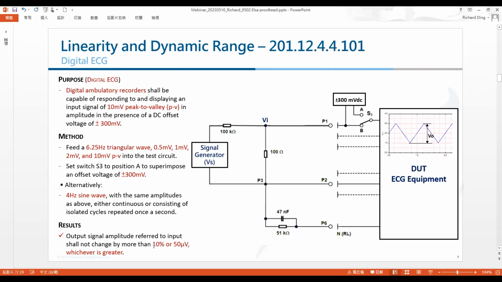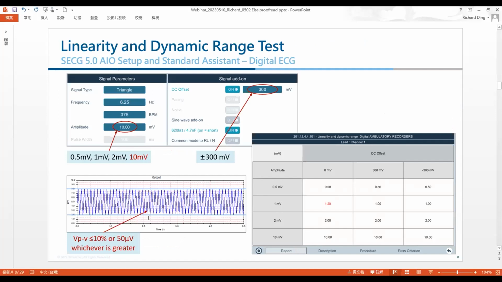So the 10% applies here. That means the standard asks that in the linearity range, the amplitude accuracy is within 10%. The tester can be like this one. This is the simulator, the ECG tester. We can set up the triangular signal at 6.25 Hertz and all the different amplitudes, 0.5, 1 to 10, and superimpose plus 300 millivolt and minus 300 millivolt.